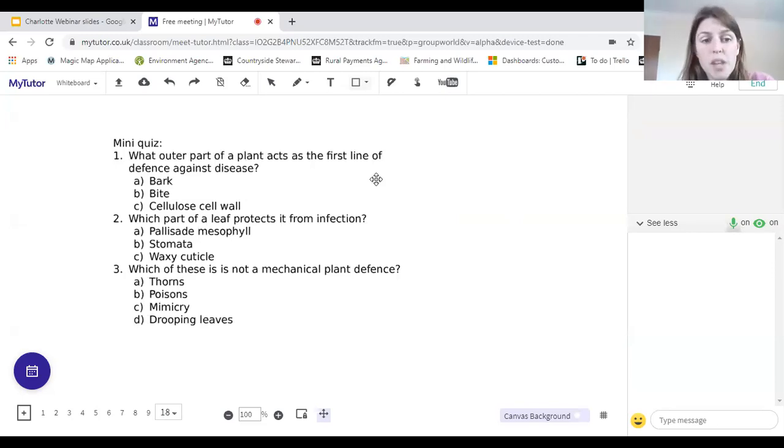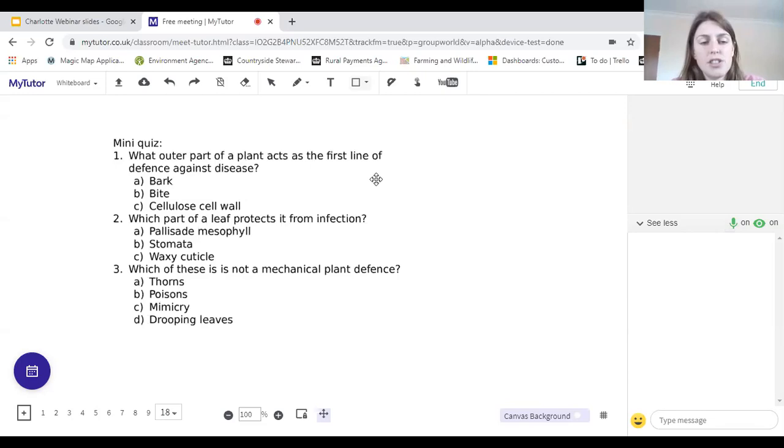Question 2, which part of a leaf protects it from infection? A, palisade mesophyll, B, stomata, or C, the waxy cuticle? Which one did we talk about that provides that layer at the top of a leaf that prevents a pathogen infecting the leaf cells? Good, quite a few people saying C, waxy cuticle, that's right.